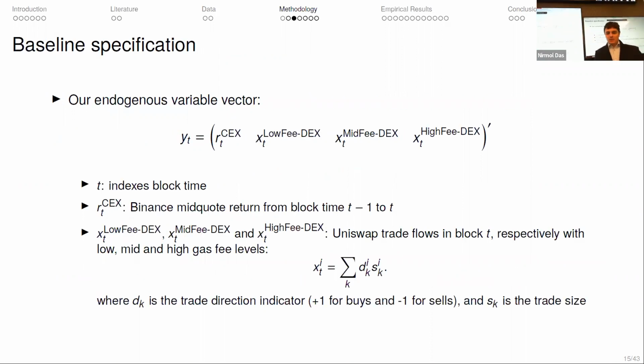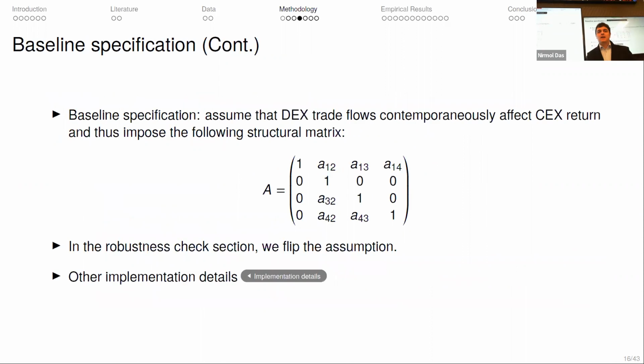Right. So as I was mentioning, we construct those flows: low fee, mid fee, high fee. This is like the baseline. As I mentioned before, we're assuming that DEX trade flows are contemporaneously affecting the return on the centralized exchange, but not vice versa. And we have flipped this assumption in some robustness checks, where we do the opposite, so that now centralized exchanges are causing the trading flows on the decentralized exchange. And as I mentioned before, the results are not qualitatively changing, so we still observe similar patterns. And if there is time, I would go over the robustness checks. Otherwise, we can discuss also offline.